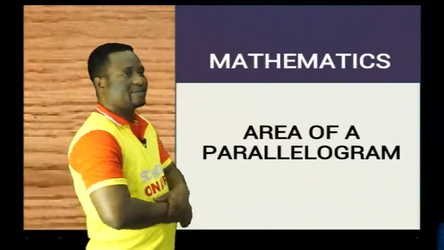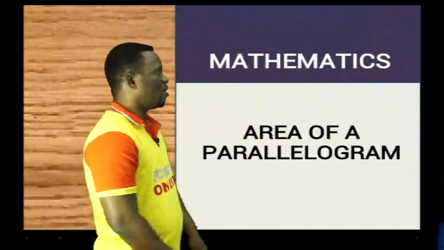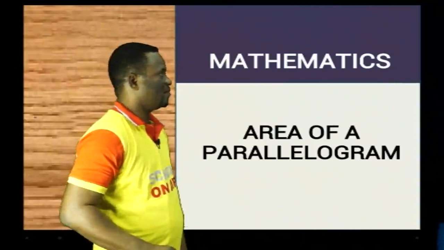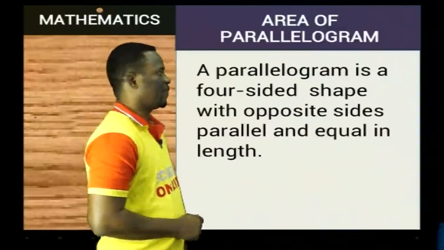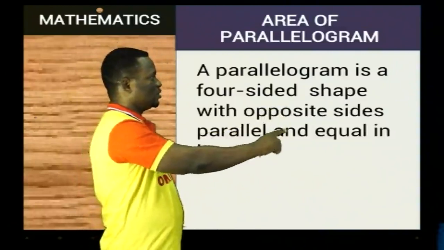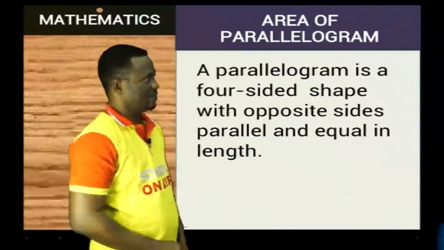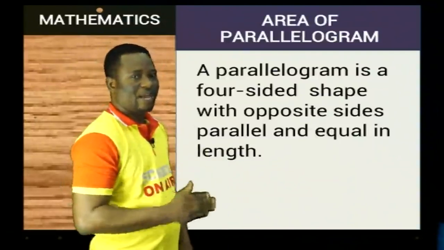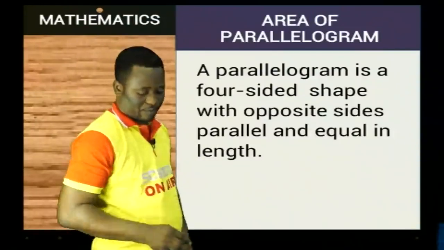We'll go to another type of plane shape, and this is called parallelogram. So we are looking at area of parallelogram. What is a parallelogram? A parallelogram is a four-sided shape with opposite sides parallel and equal in lengths. Four-sided, meaning there are four sides, and the opposite sides are equal and they are also parallel.